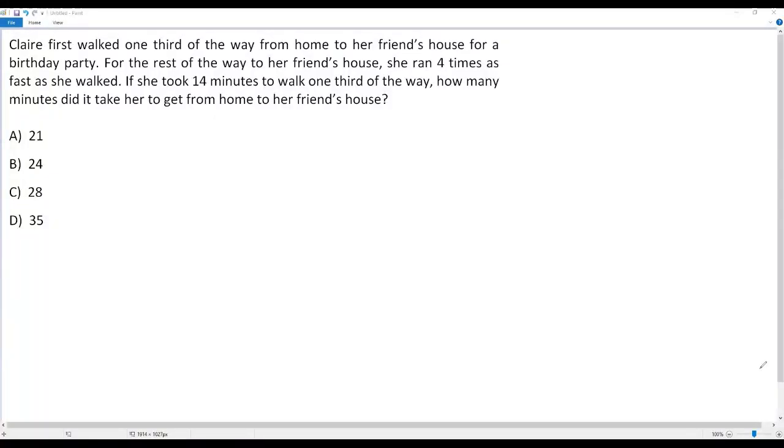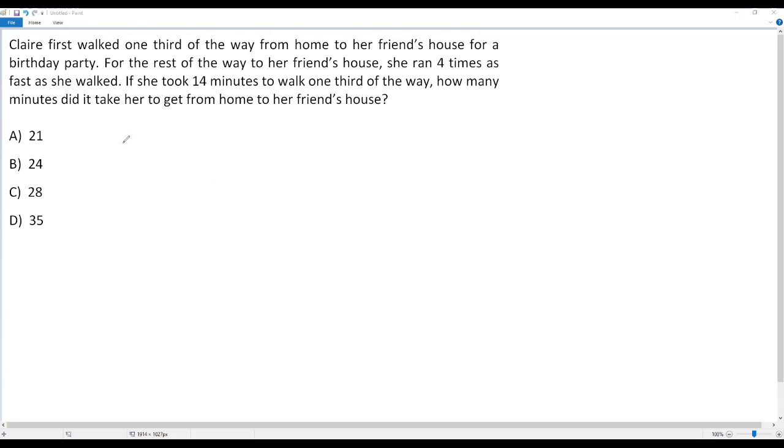Claire first walked 1/3 of the way from home to her friend's house for a birthday party. For the rest of the way to her friend's house, she ran 4 times as fast as she walked. If she took 14 minutes to walk 1/3 of the way, how many minutes did it take her to get from home to her friend's house?